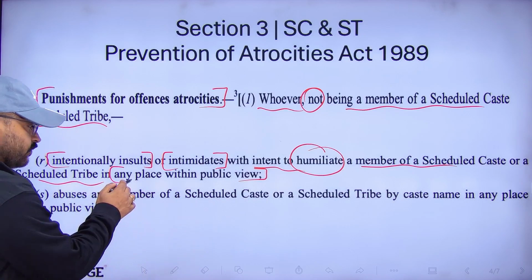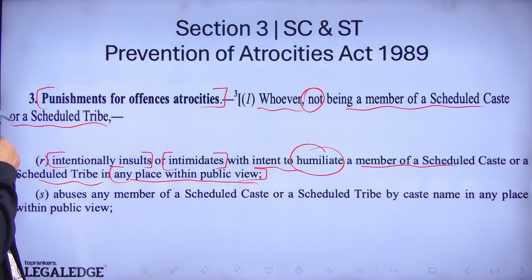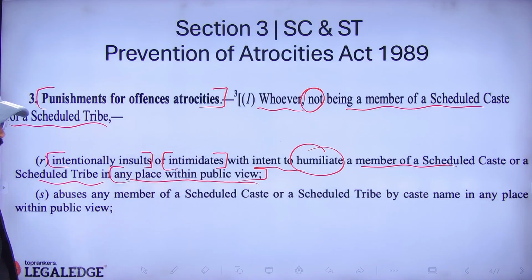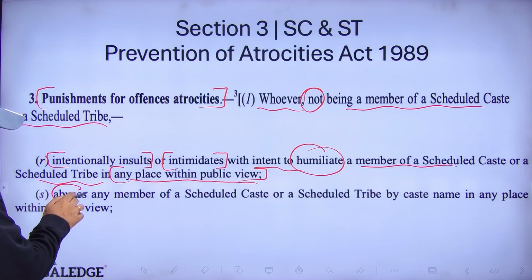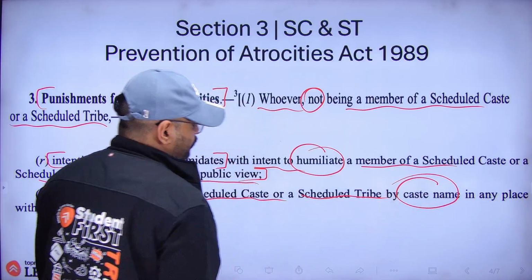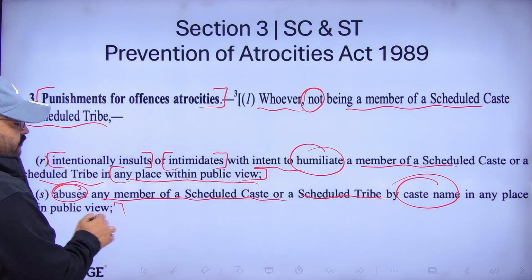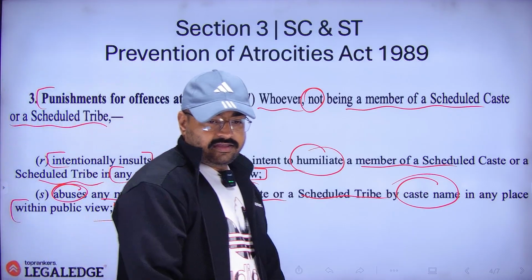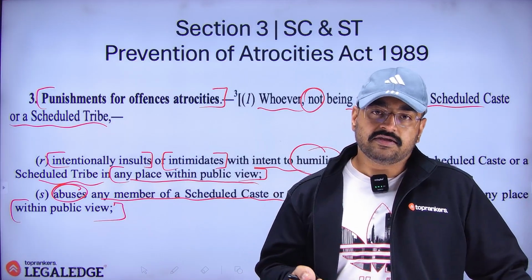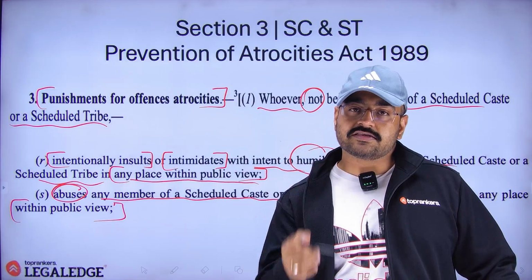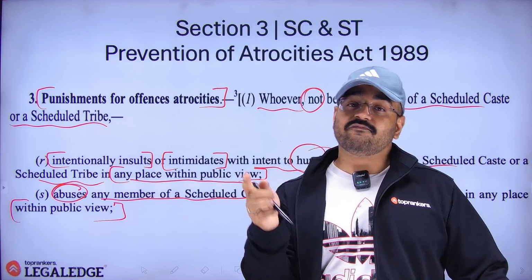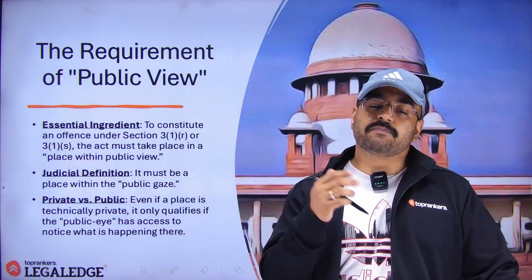So the important portion over here is that the act of insult or humiliation should take place in any place within the public view. And similarly, if any person abuses any member of the scheduled caste or scheduled tribe by caste name in any place within the public view. ठीक है? तो अब्यूज कर रहे हो आप using caste names, casteist slurs, या आप intimidate कर रहे हो, insult कर रहे हो with the intention to humiliate. But if both these acts are taking place in any place within the public view. Now what is this public view?